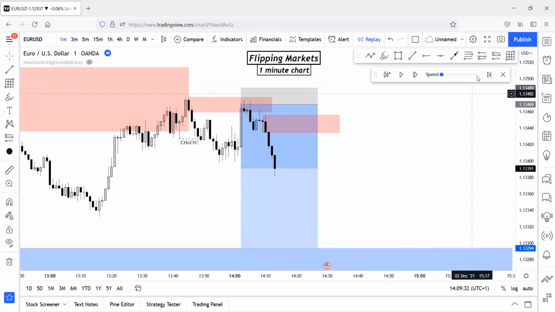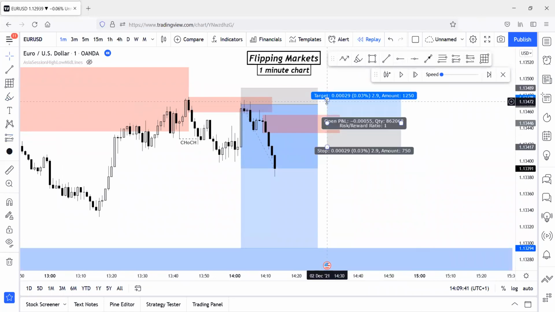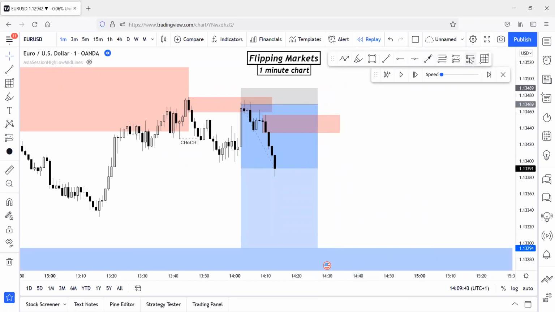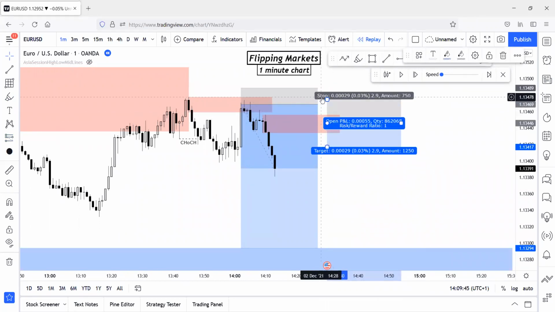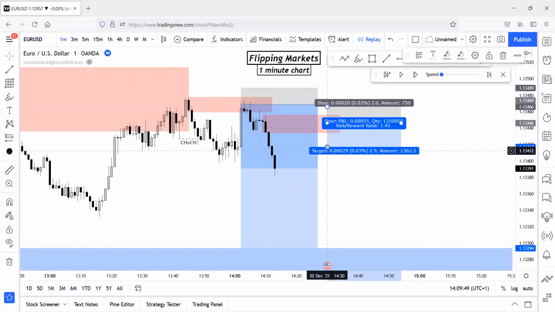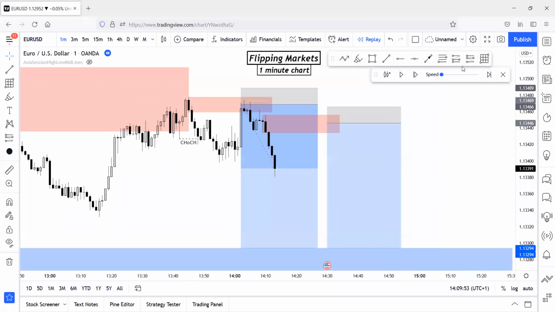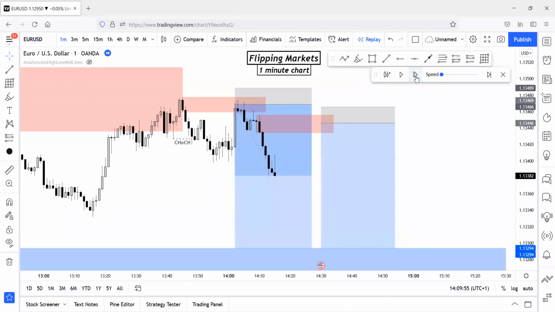So I could set another limit. Sorry, just removing this. So I could set another limit here on the 50% of this candle. Not a long limit, sorry, short limit, with a 2-point stop loss again and targeting the same zone. Okay, let's play price forward.